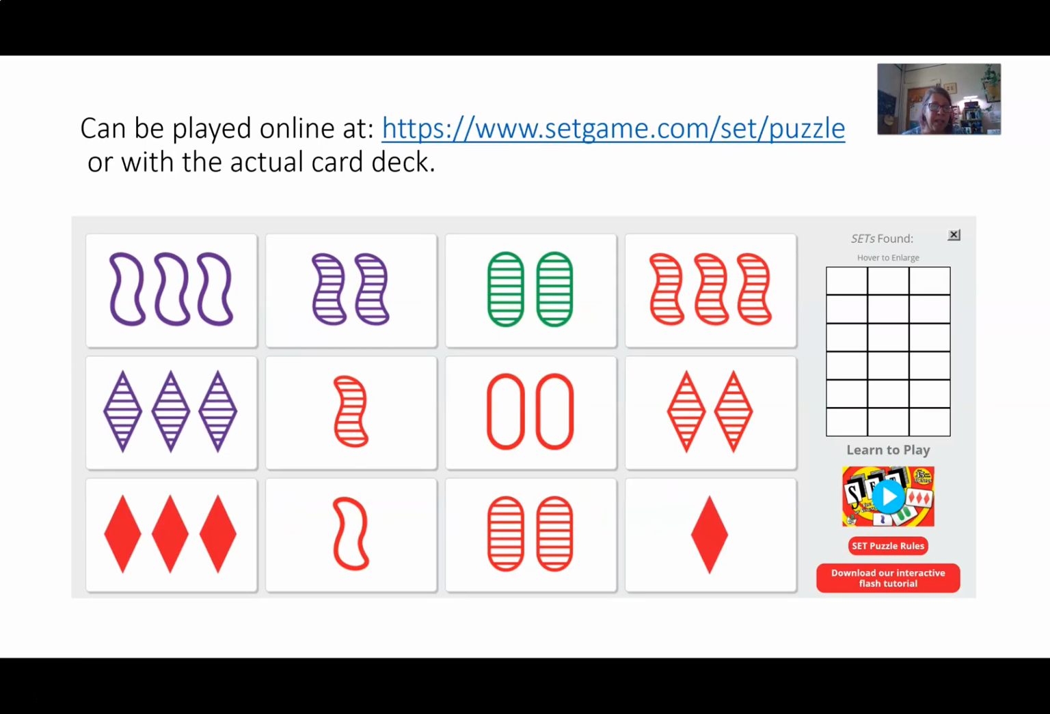You don't need the card deck. You can go to the set daily puzzle and play that. And the students try to find which 3 cards make a match. And there's a bunch of sets to find. It's really fun.